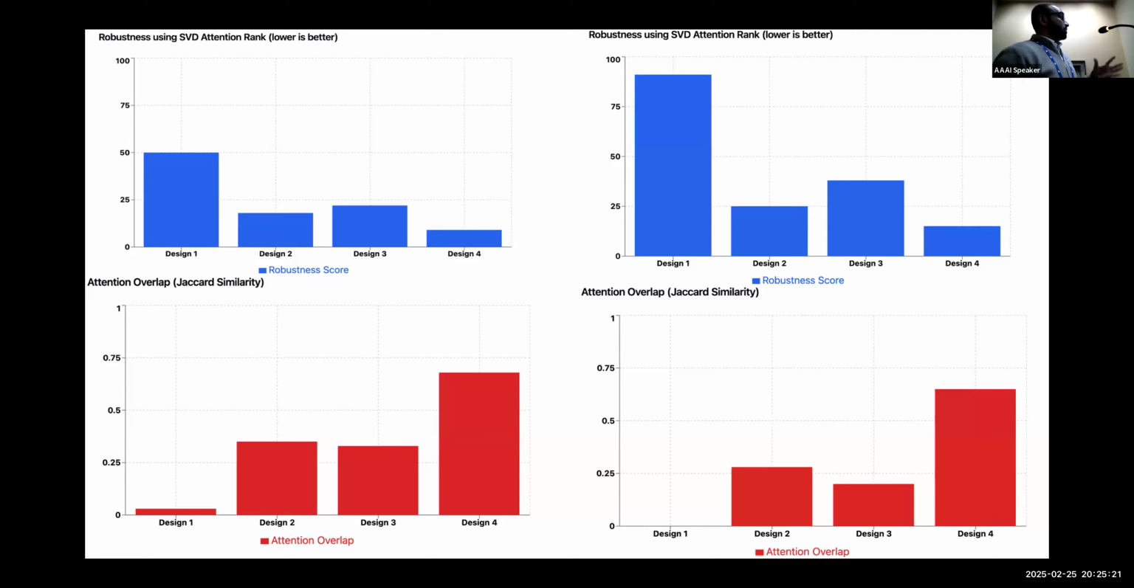And likewise, when we look at the attention overlap of this model, we can see that the process of domain-specific were relatively, I think, better in terms of the attention, but the performance was not so significant in terms of the design.